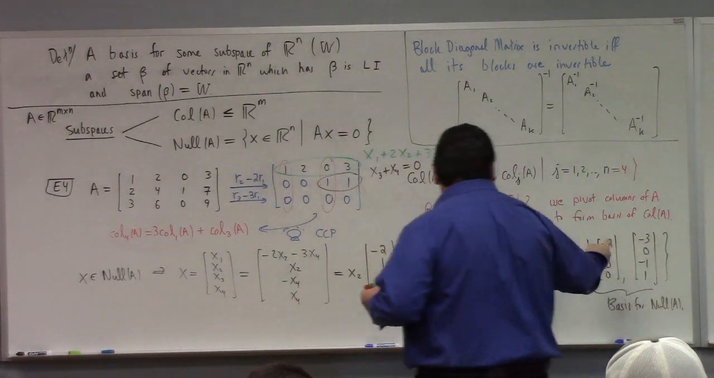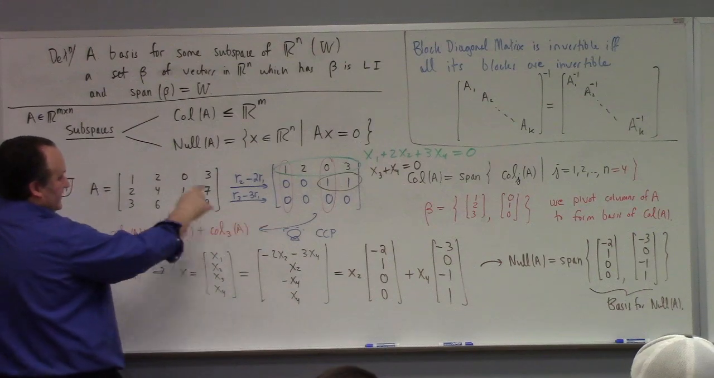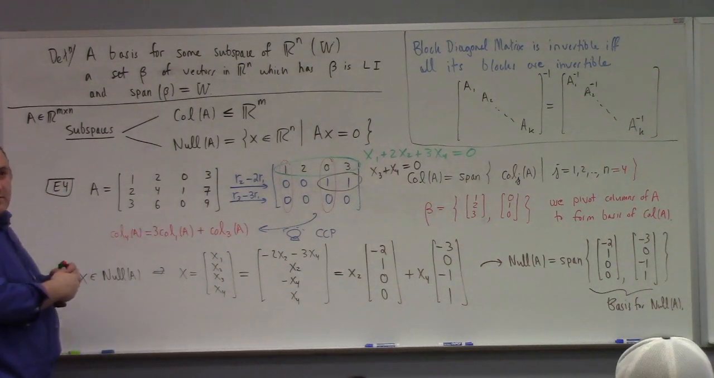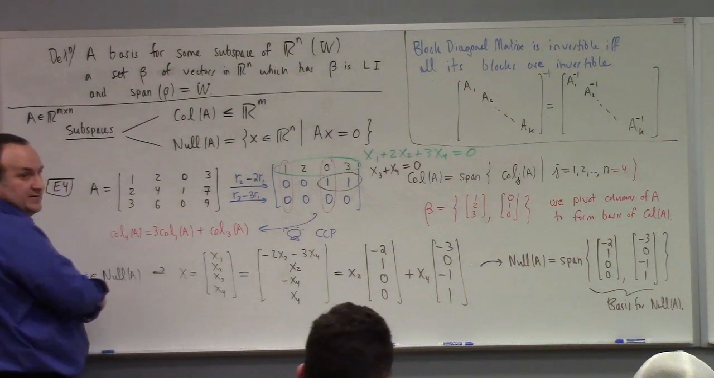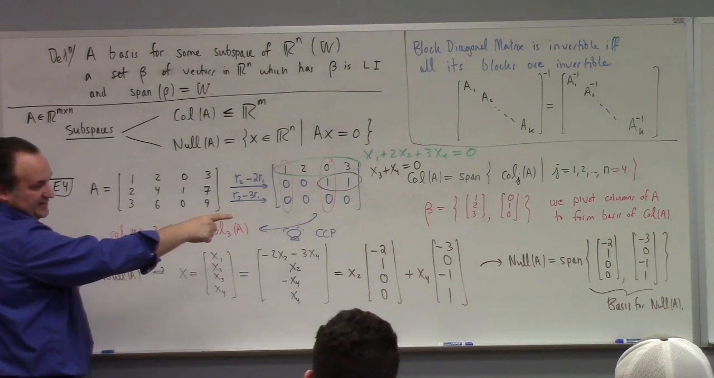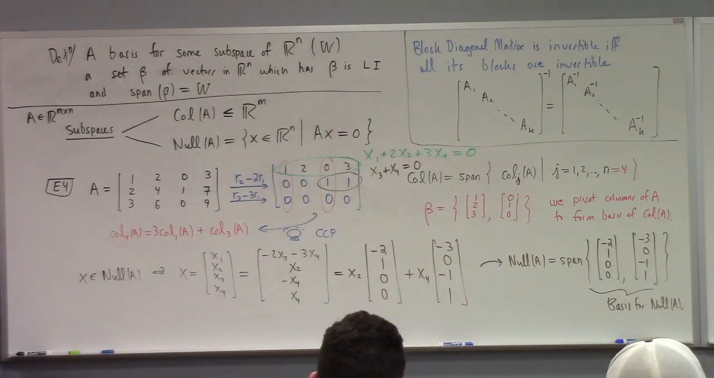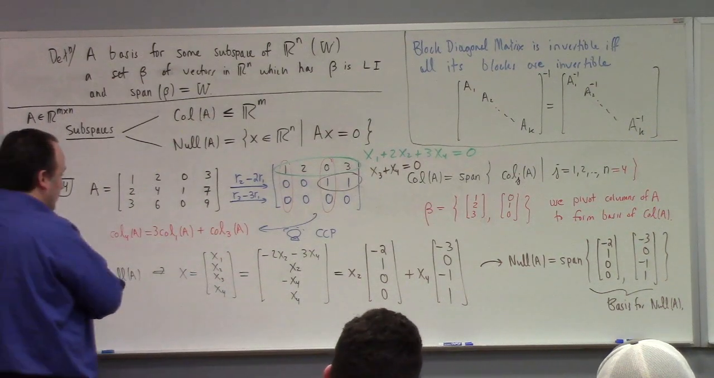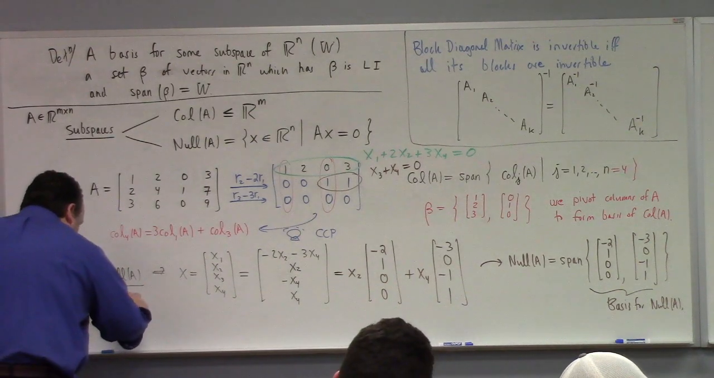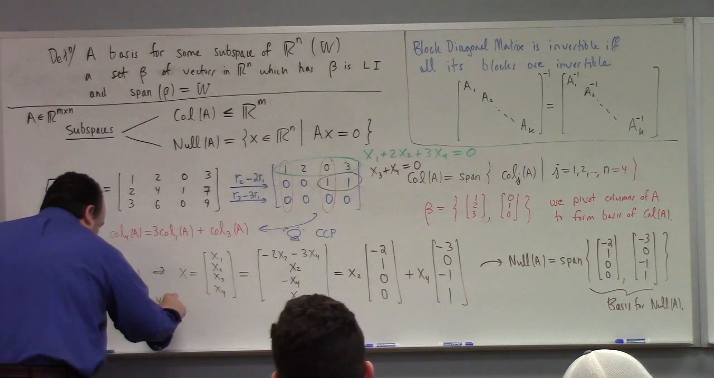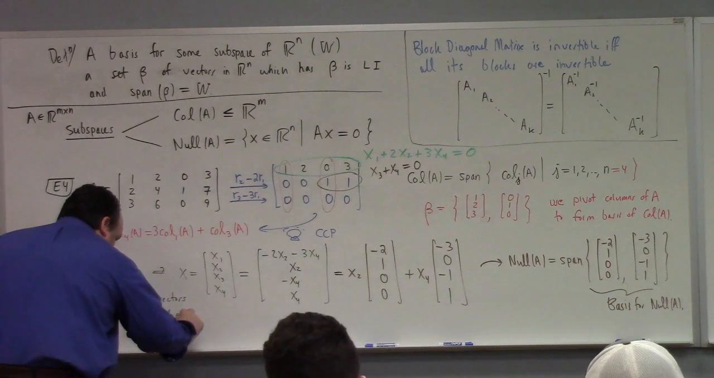What's the deal? Minus 2, 1, 0, 0. If you go back and look at A, and you take the dot product of that vector with the first row, you get 0. Dot product of that vector with the second row, 0. The dot product of minus 2, 1, 0, 0 with 3, 6, 0, 9, 0. So if you think about this, the null space of A contains vectors which are perpendicular to the rows of A.